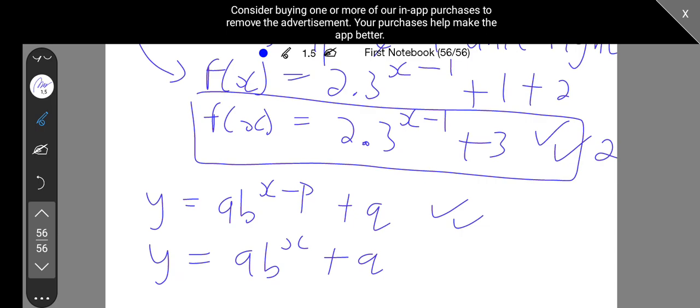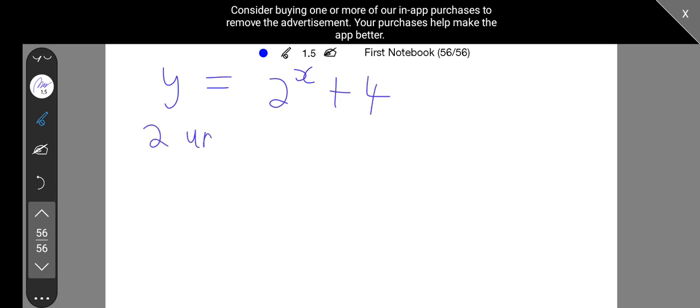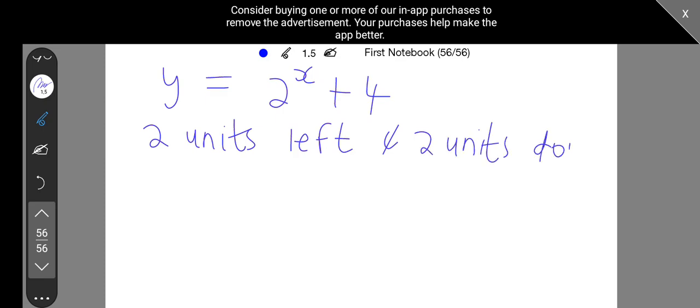Let me give you a last example before we close here. Suppose you are given the graph in the form y = 2^x + 4, and we are shifting it 2 units left and 2 units down. How will the graph look? Go ahead and do it.